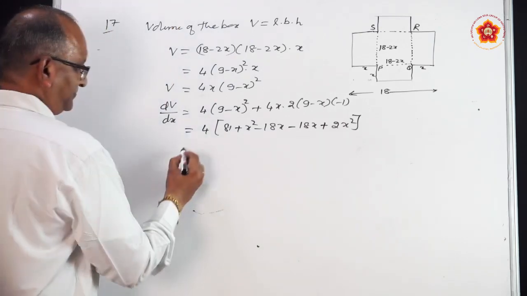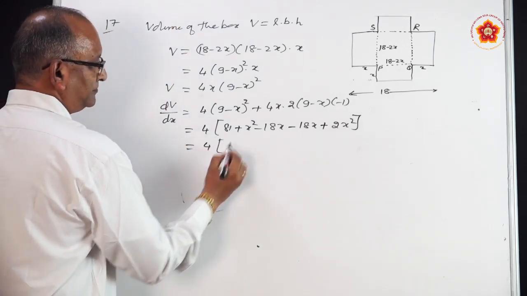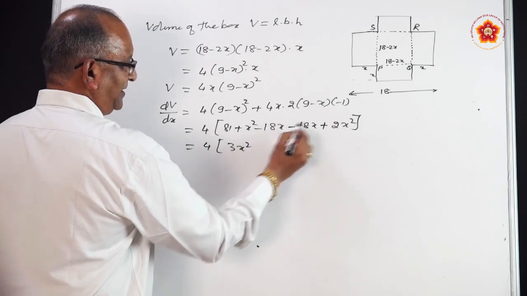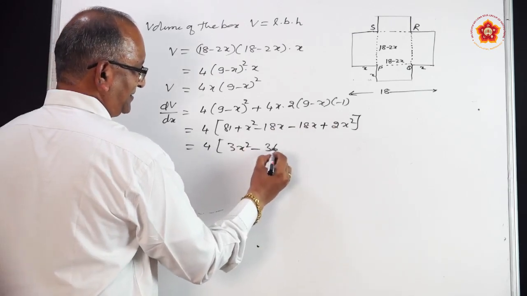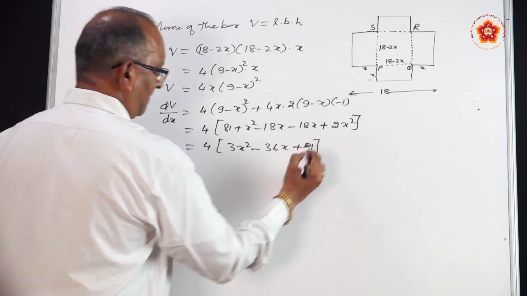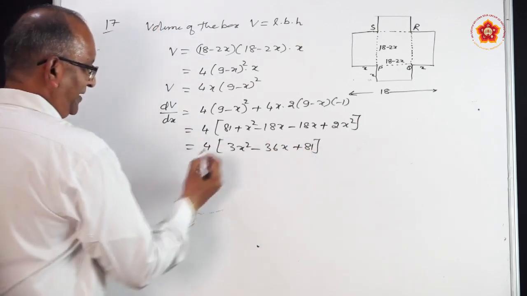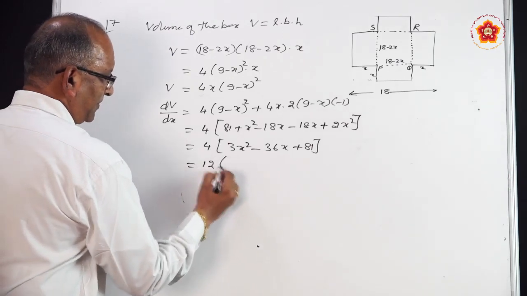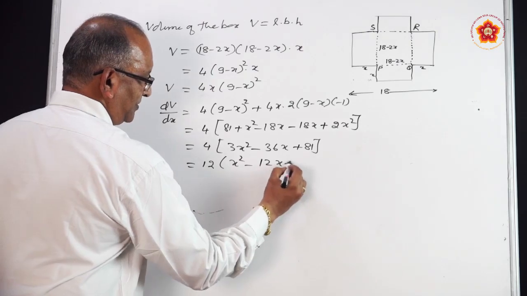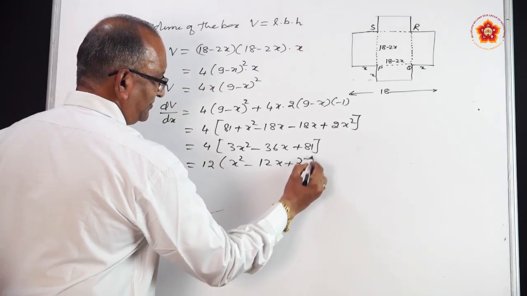Simplify further. x square plus 2x square, 3x square, minus 18x minus 18x, minus 36x, plus 81. Once again, you can take 3 common. You will get x square minus 12x plus 27.